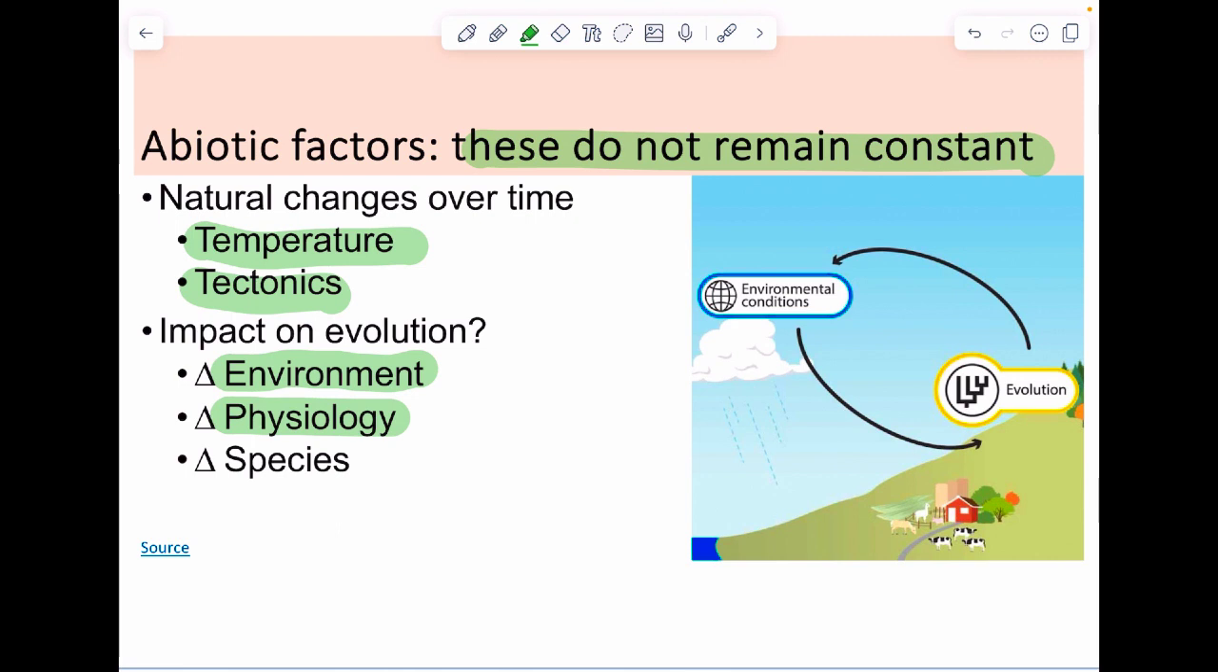Either you have that physiological change, or you can give it to your offspring, or you can't. And the result of this over long periods of time is we change species. And part of what drives this is this changing of the environment. And that's because we're constantly shifting around those abiotic factors. And we don't get to keep them stagnant because the Earth is not stagnant.